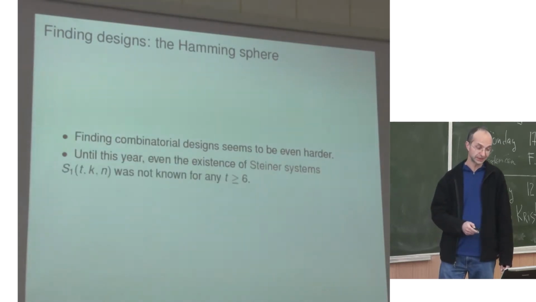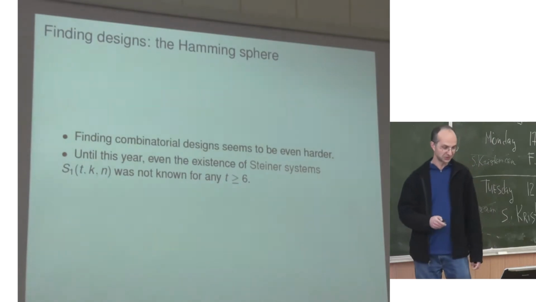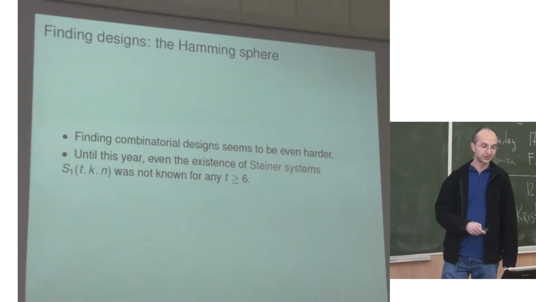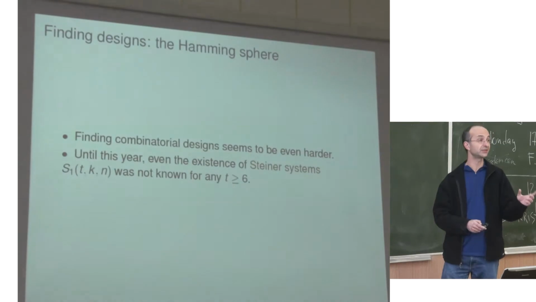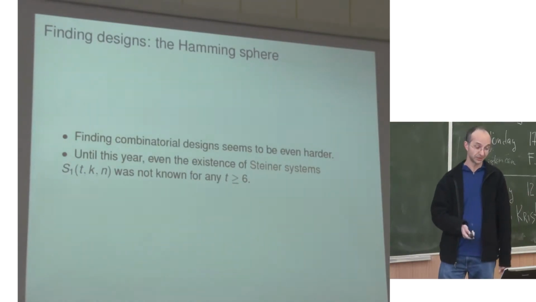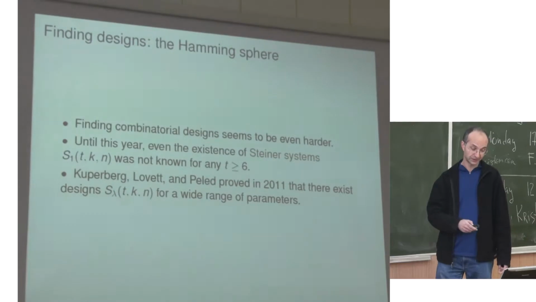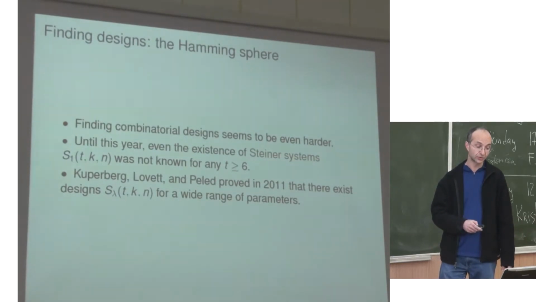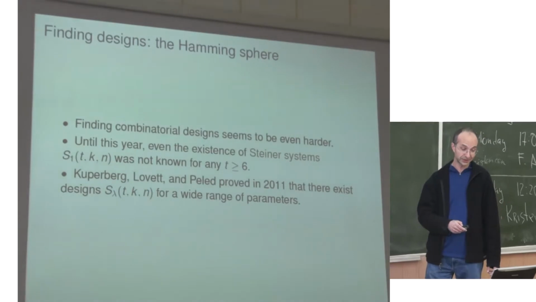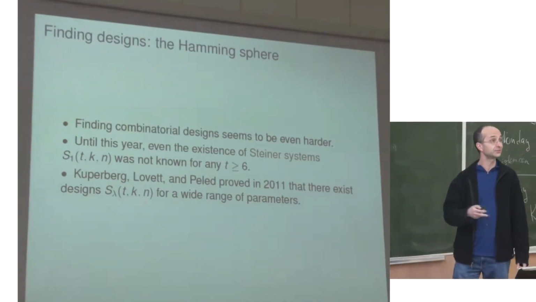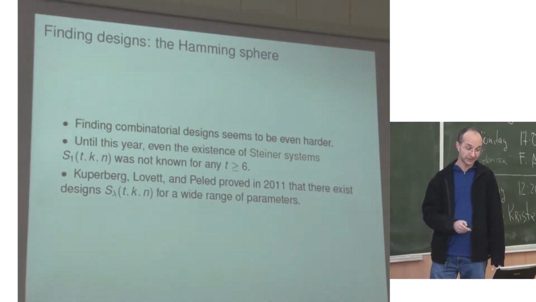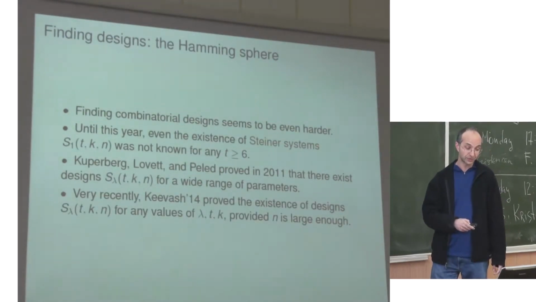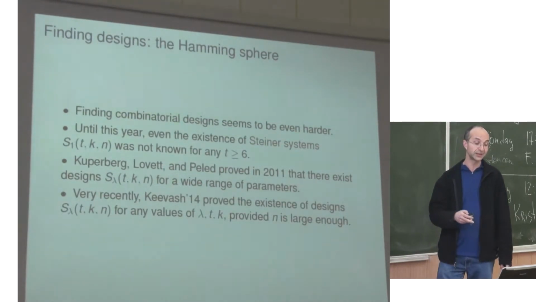For combinatorial designs, until this year, until this month, we didn't even know that there are these Steiner systems which cover every t-point subset exactly once. There was progress due to Kuperberg, Lovett, and Peled in 2011. They proved the existence of families of designs for a wide range of parameters. And finally, this year, Keevash proves the existence of designs for any values of lambda, t, and k, for sufficiently large n, of course, given some necessary, trivial divisibility conditions.